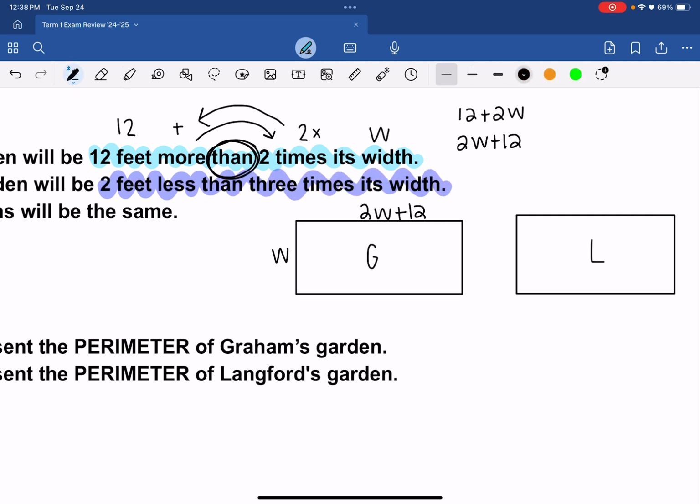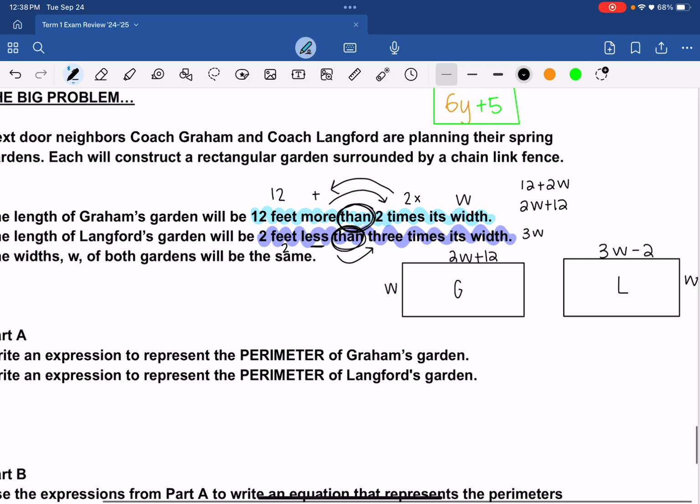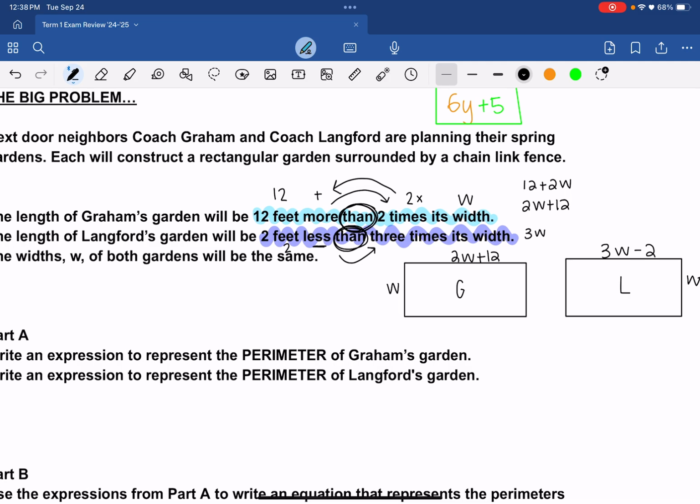Coach Langford's is 2 feet less than 3 times its width. So 2 feet subtraction, "less than" is our switch word. And then 3 times its width is 3W. So instead of 2 minus 3W, it is now 3W minus 2. And then her width is also W. Okay, so that is how you would get our dimensions, our length and our width.